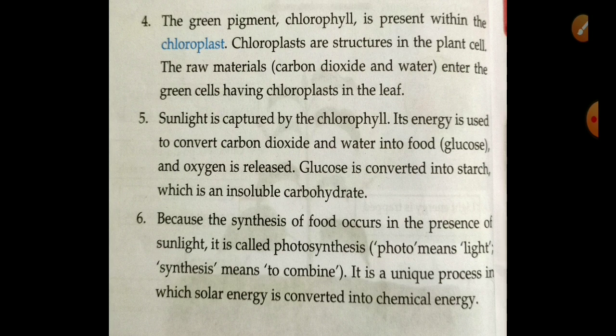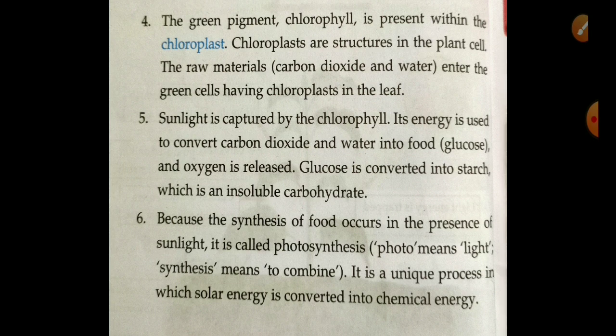The next point, the sixth: because the synthesis of food occurs in the presence of sunlight, it is known as photosynthesis. Photo means light and synthesis means something is combined, or prepared, and it is a unique process. Why is it known as a unique process? Because in this process solar energy is converted into chemical energy.